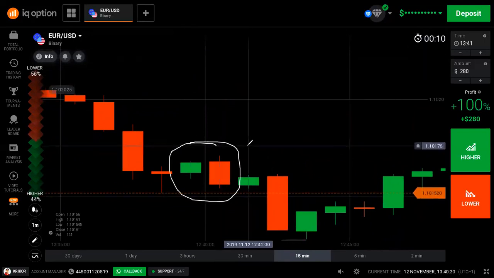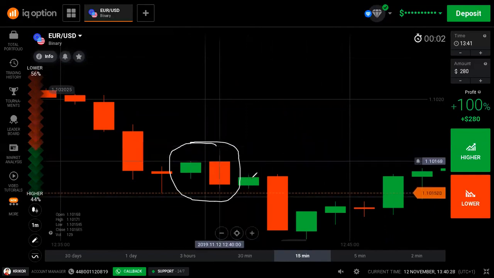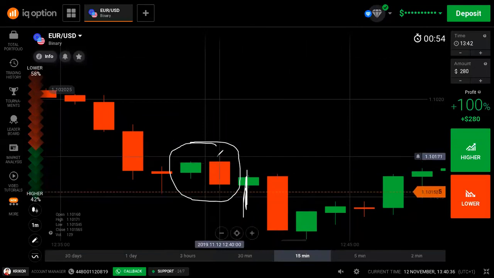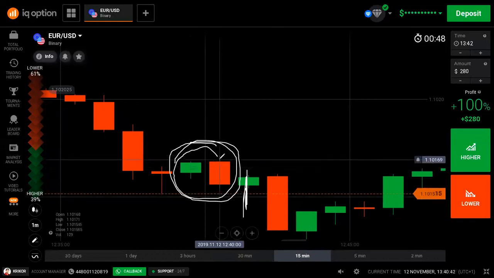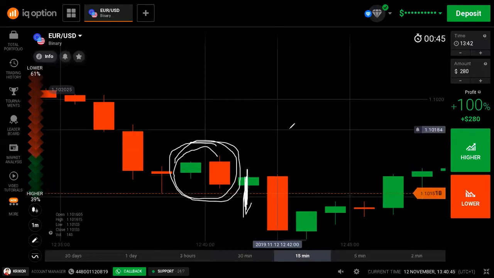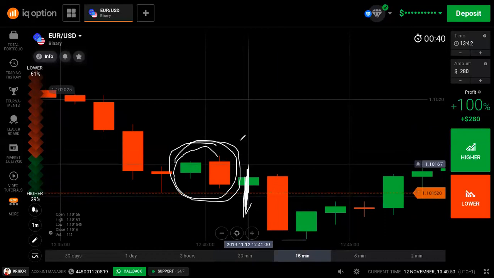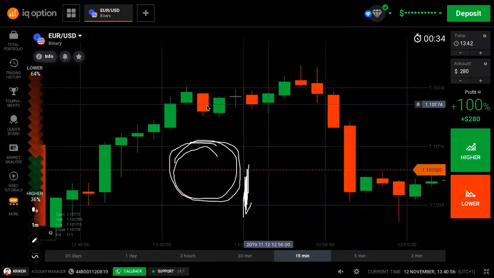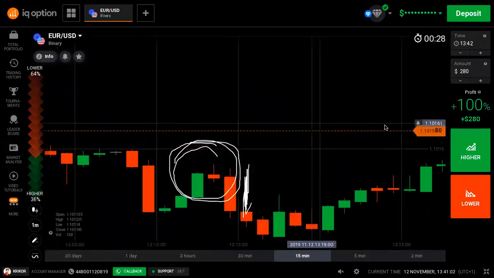When you see an engulfing candle like this, the next candle should go down. Am I correct? This is an engulfing pattern, right? When you see an engulfing candle like this, a bearish engulfing candle, the next candle should go down. Am I correct? But this candle went up. Sometimes traders lose money because when they see an engulfing pattern, they want to follow immediately and go in the other direction. I will show you how to trade it.